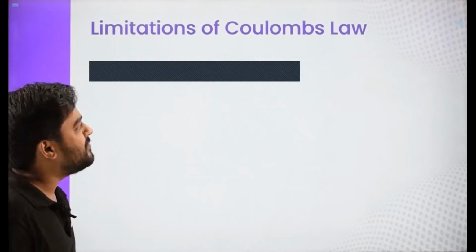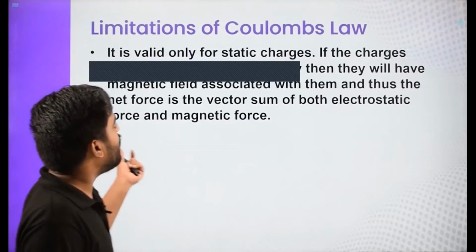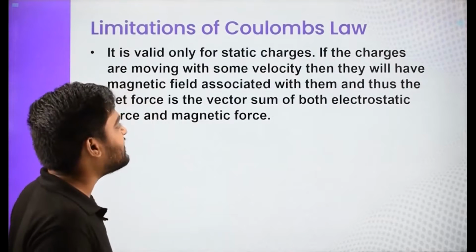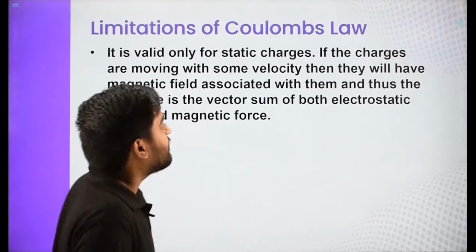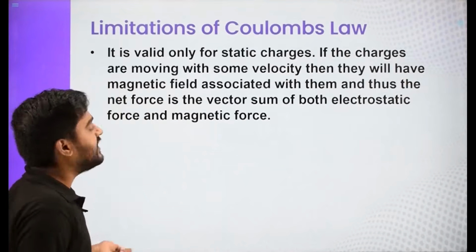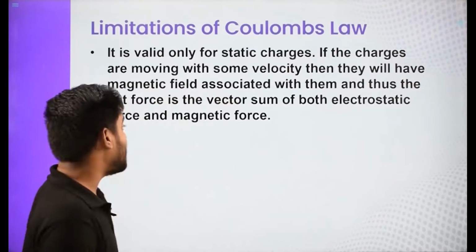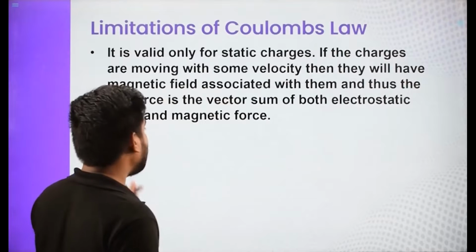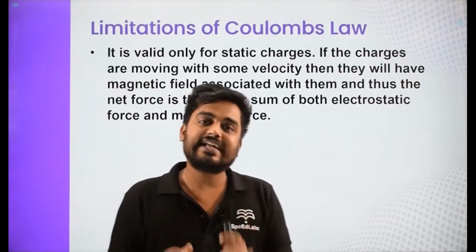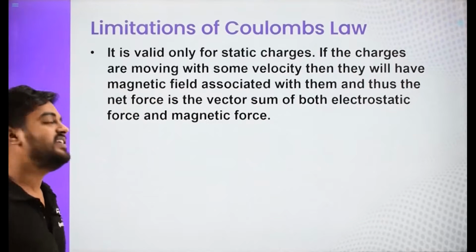Now let us discuss the limitations of Coulomb's law. The first problem with Coulomb's law is it is only valid for static charges. If the charges are moving with some velocity, then they will have a magnetic field associated with them, and thus the net force is not just the electrostatic force, the magnetic force is also present, and then the net force will be the vector sum of both the electrostatic force and the magnetic force. So it can only be applied for static charges, that means stationary charges. We cannot apply it for moving charges.